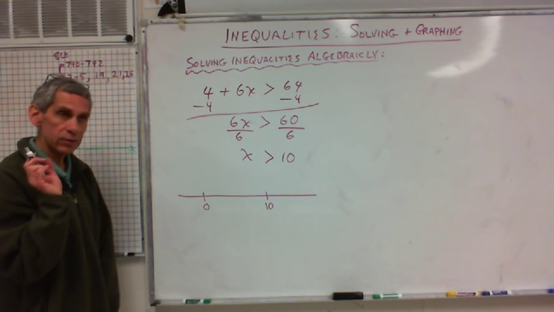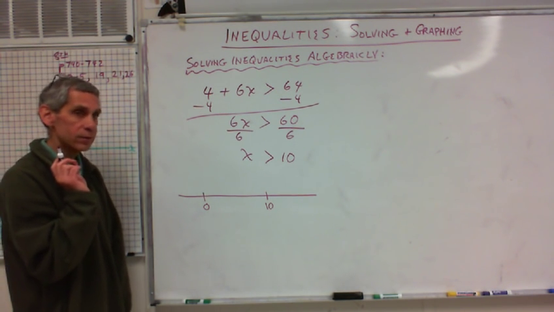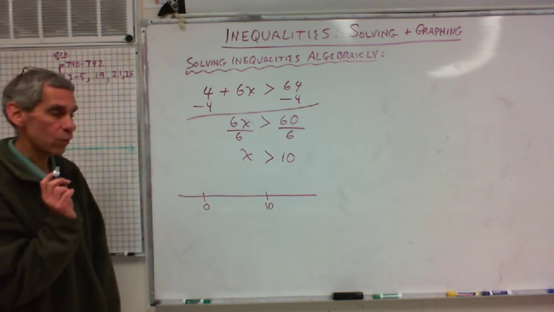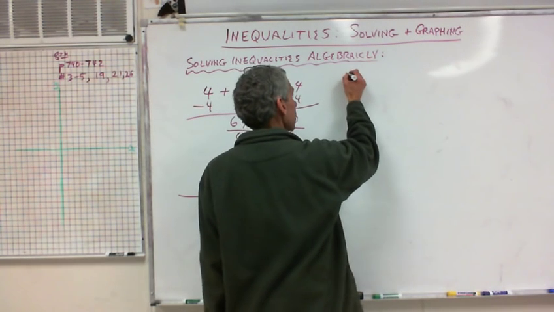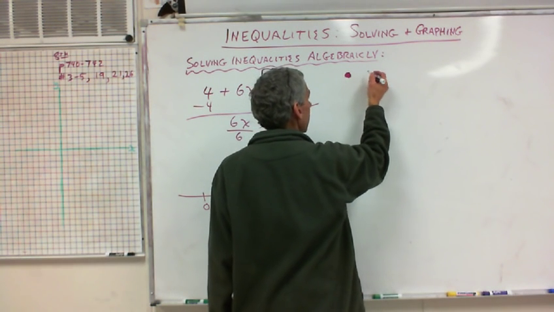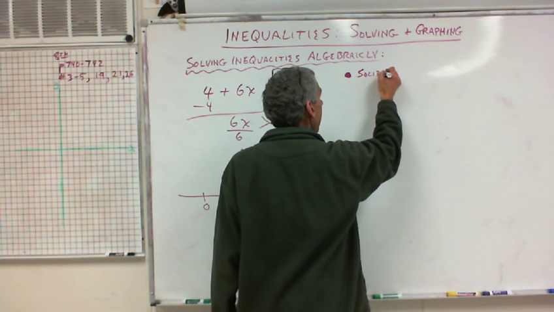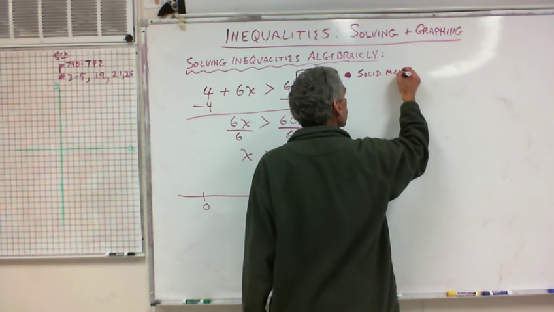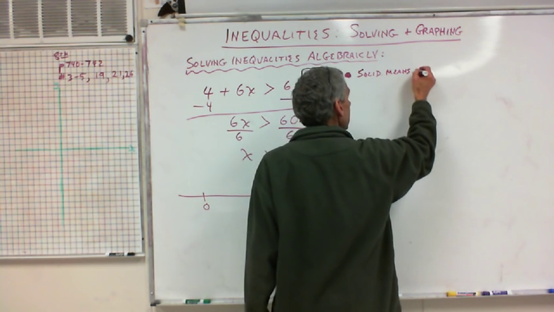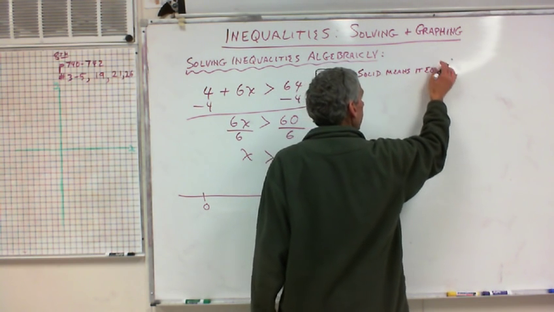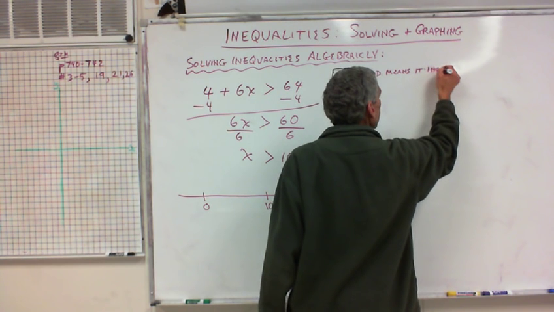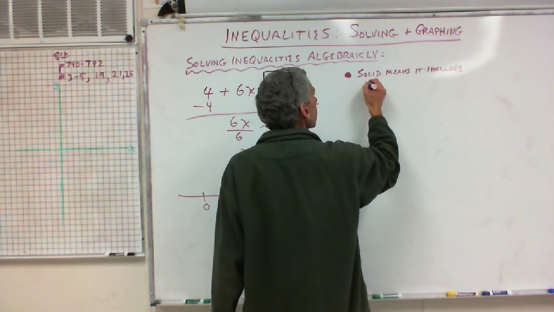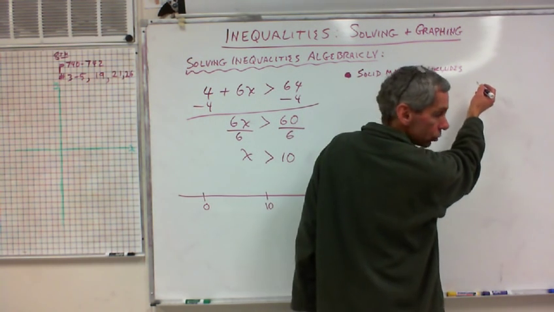So there's 2 ways to circle. One is a solid circle, and one is an open circle. So you have to think about which one is which. You've got a solid circle like this, a solid dot basically. Solid means it equals that point, or it includes that point. Includes the point.